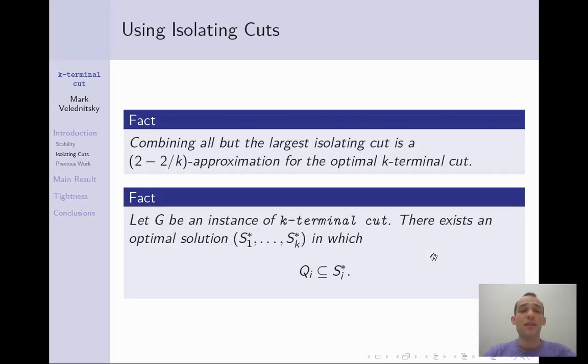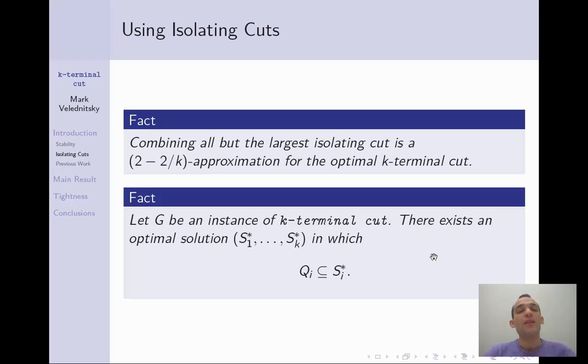There are two facts that are known about isolating cuts, which will be relevant to our presentation. The first is that if we take all of the isolating cuts except for the cut of largest weight, then we get a 2 minus 2 over k approximation for the optimal k-terminal cut. So it's a very simple approximation algorithm for the k-terminal cut problem.